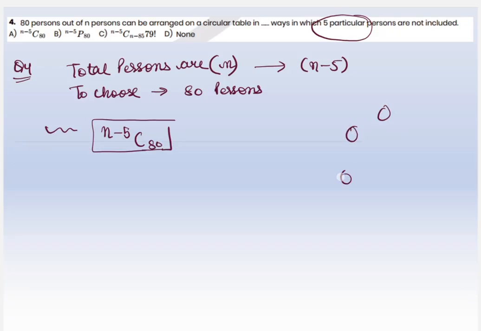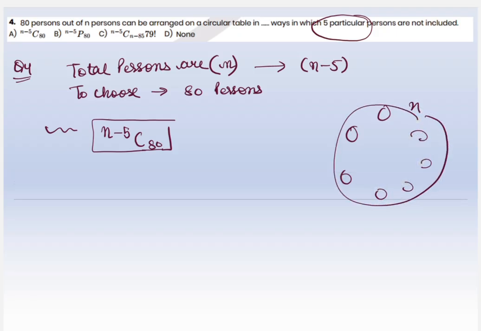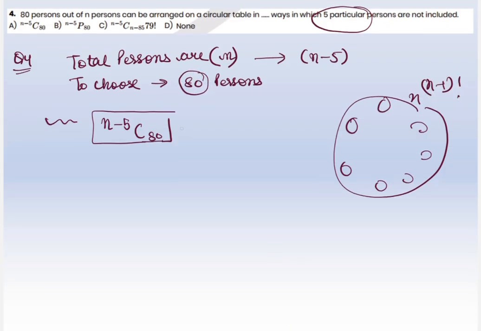Now what they are doing is they are sitting at a round table. So if n people are sitting at a round table, then we know they can arrange themselves in n minus 1 factorial ways. Now since 80 persons are sitting at a round table, they can arrange themselves in 79 factorial ways. So this must be our answer. But see, nothing appears like this. So we have to change it in some way.